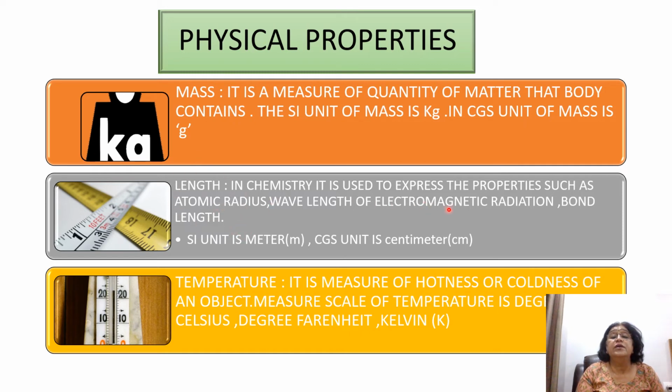Then length. Where do we have length in chemistry? Length usually expresses properties like atomic radius, wavelength, bond length. These are all measurements of length. The SI unit of length is meters, and the CGS unit is centimeters. Then temperature. What is temperature? It is a measure of the hotness or coldness of an object. How hot or how cold an object is is given by temperature. There are three scales to measure temperature: centigrade scale, Fahrenheit scale, and Kelvin scale.